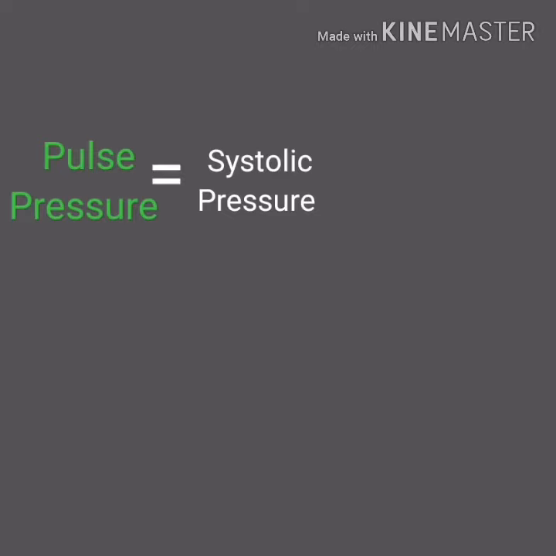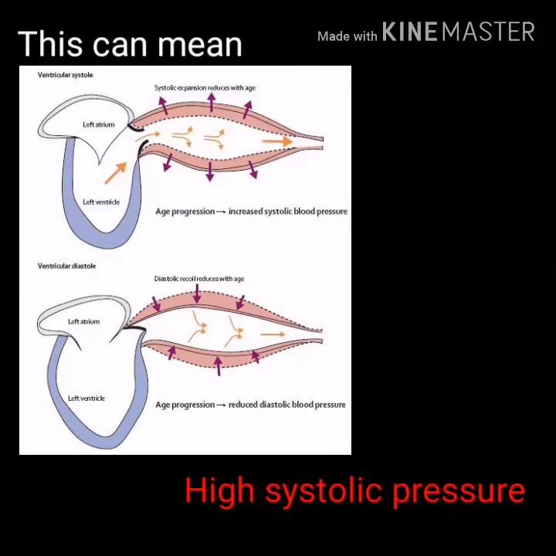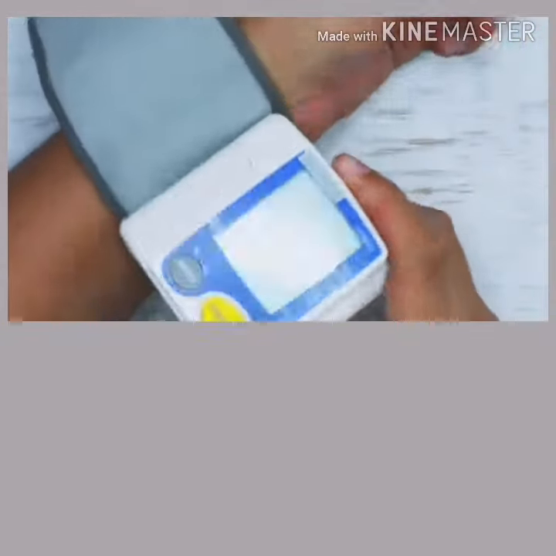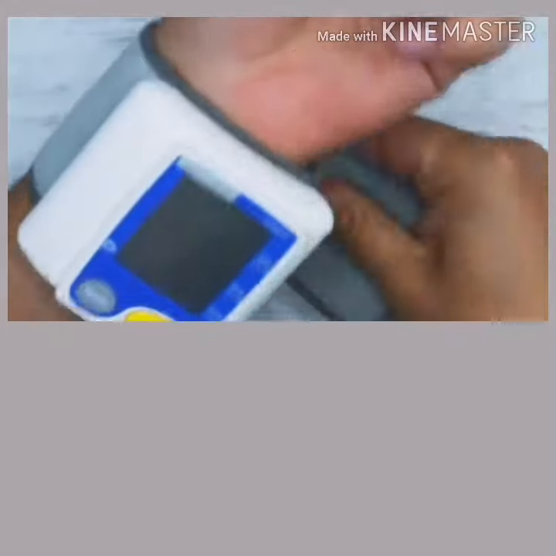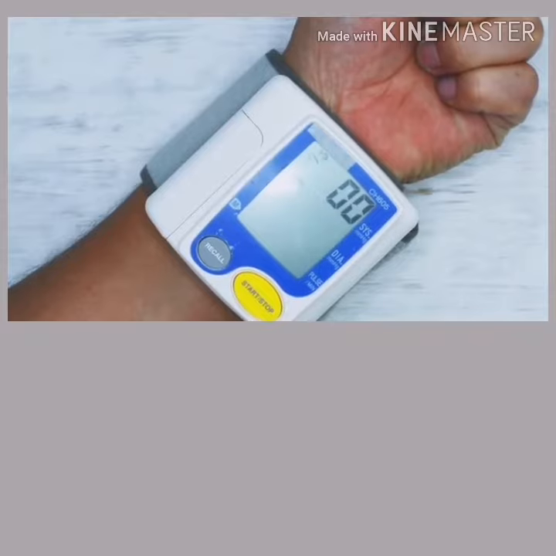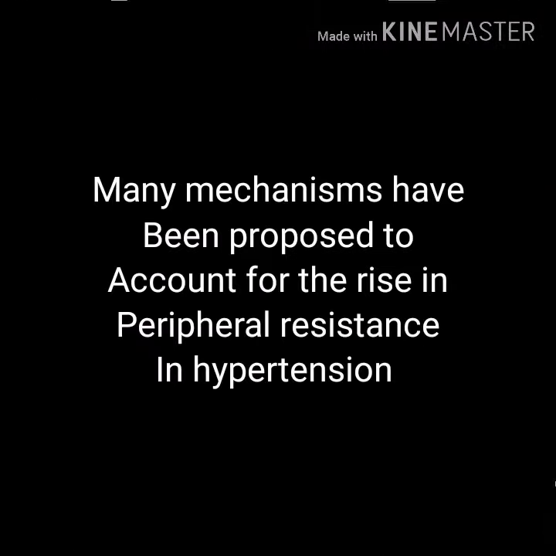diastolic dysfunction. Pulse pressure, which is the difference between systolic and diastolic blood pressure, is frequently increased in older people with hypertension. This can mean that systolic pressure is abnormally high, but diastolic pressure may be normal or low, a condition termed isolated systolic hypertension. The high pulse pressure in elderly people with hypertension or isolated systolic hypertension is explained by increased arterial stiffness, which typically accompanies aging and may be exacerbated by high blood pressure.